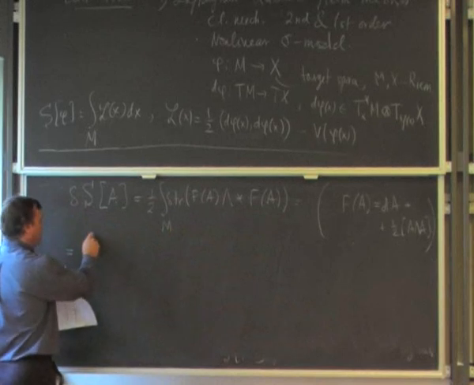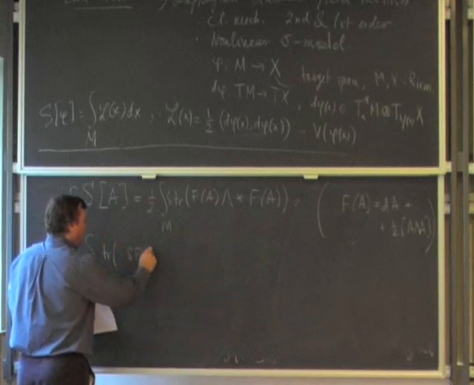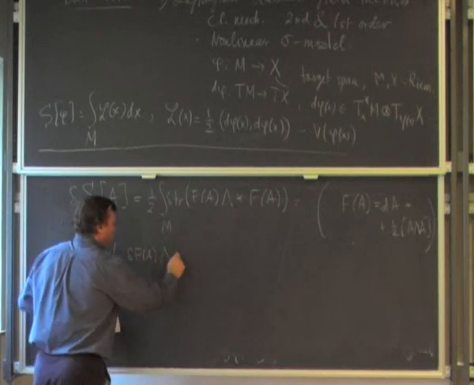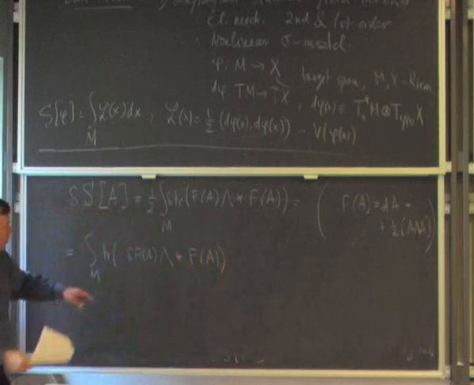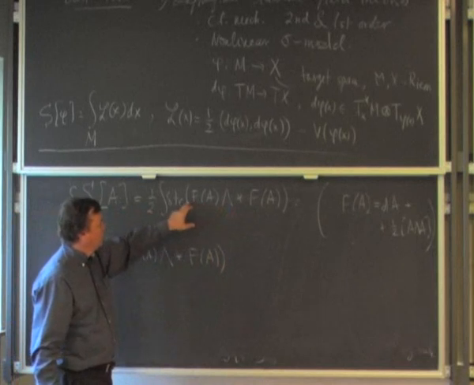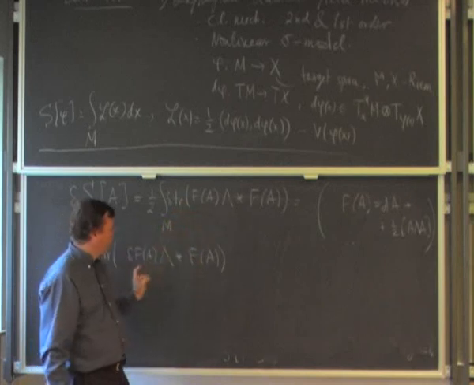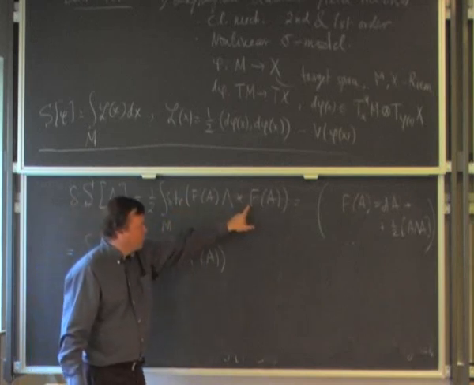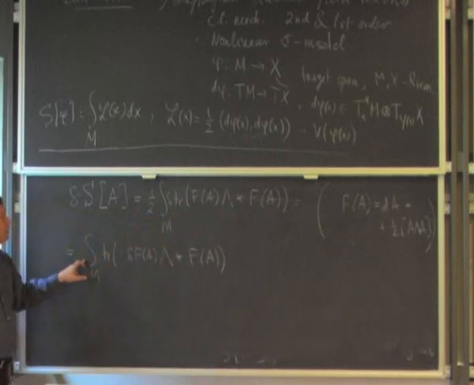So this will be the integral over N of trace delta F_A wedge star F_A. This is because this product is symmetric, and if I vary this, I'll get one copy of this expression, and if I vary this, I will get another copy of this expression. So at this stage we eliminated the 1/2.